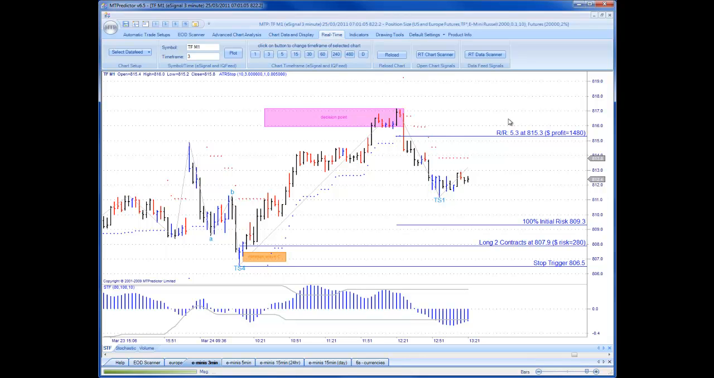Remember, we look at our profits in terms of initial risks. So 5.3R means that this profit was 5 times greater than the initial risk. Remember, we use correct position sizing to keep our risks small and under control.